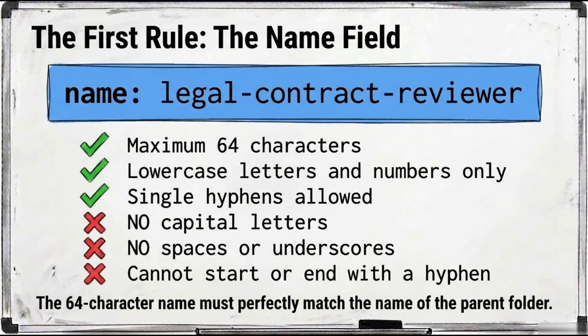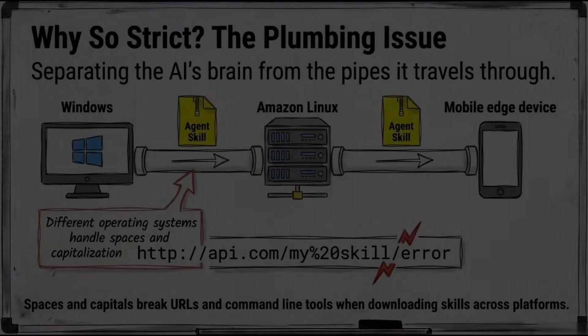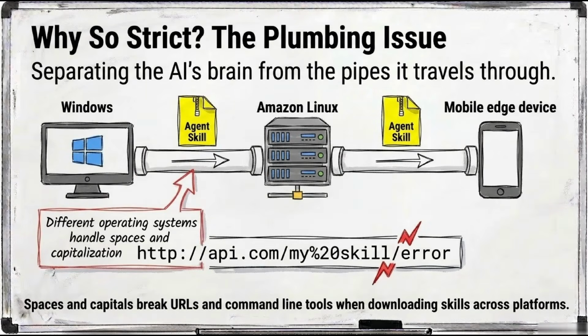Okay, wait, I have to push back on this. I know what you're going to say. We are talking about cutting-edge generative AI that can pass the bar exam and write symphonies in seconds. Why on earth are we forcing human developers to adapt to a 1980s-style lowercase-only filing system? Isn't the AI smart enough to figure out a capital letter or an underscore? It sounds completely archaic, I totally agree.